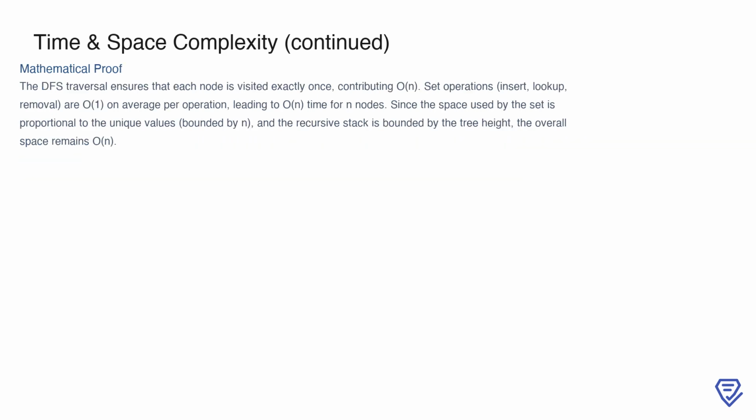To mathematically confirm these complexities, we can break down the operations. The DFS traversal guarantees that each node is visited exactly once, contributing O(n) to the time complexity.